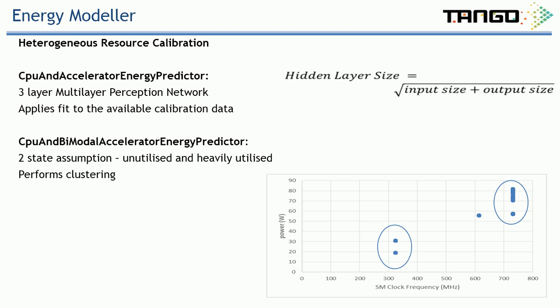If this isn't possible, there's a second option, which is the CPU and bimodal accelerator. It takes the assumption that the accelerator is principally made up of two individual states. For example, a GPU is either utilised or it is not. This has the advantage that it allows a model to be formed with poor quality data. For example, we can see in this graph that there are two states shown, and we can see that a clustering mechanism would work to define these two regions.